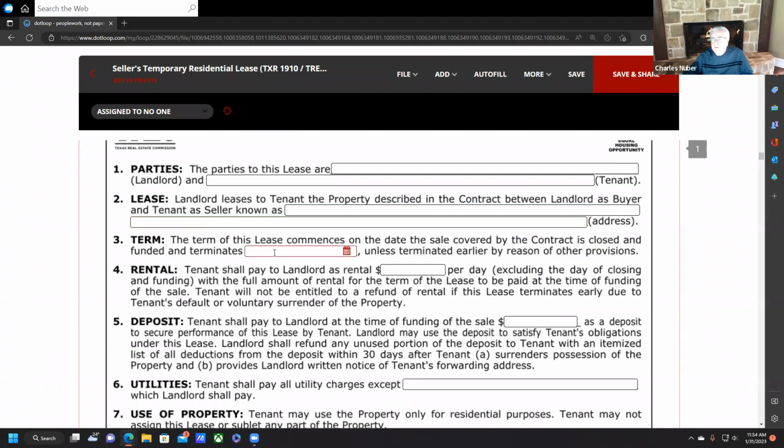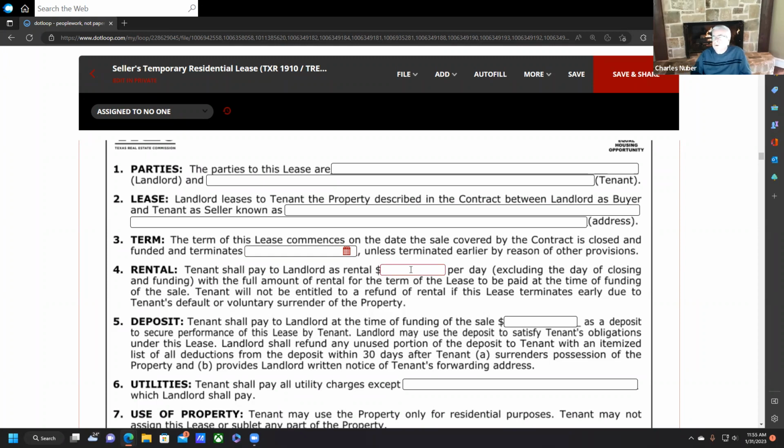Term. Here's where a lot of agents and even title companies get this wrong. The term of the lease commences on the date of the sale covered by the contract, closed and funded, and terminates on whatever date it's going to terminate, unless terminated earlier for reasons of other provisions. And so where does it go wrong? It goes wrong right here. Tenant shall pay the landlord a rental of.